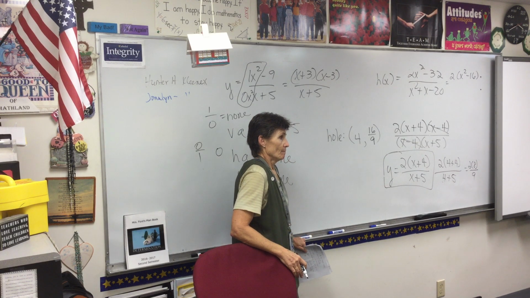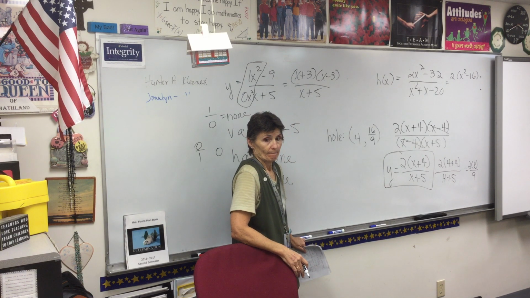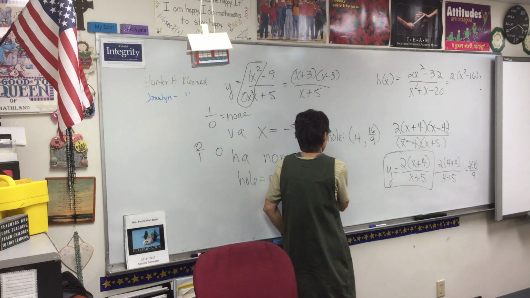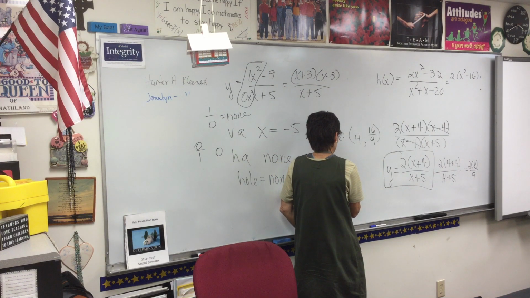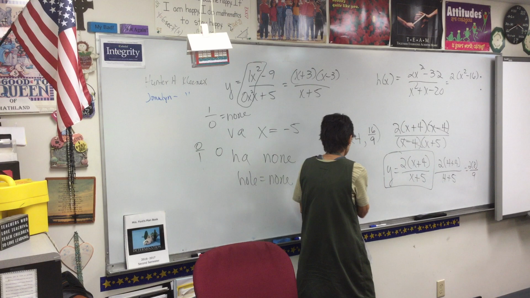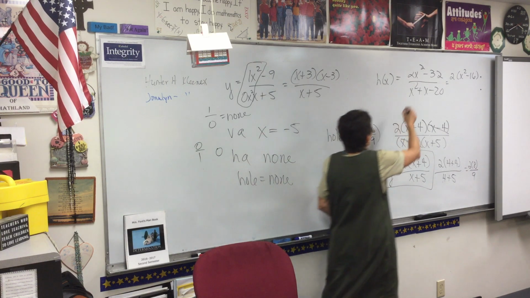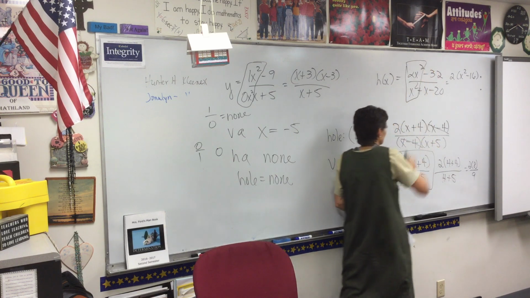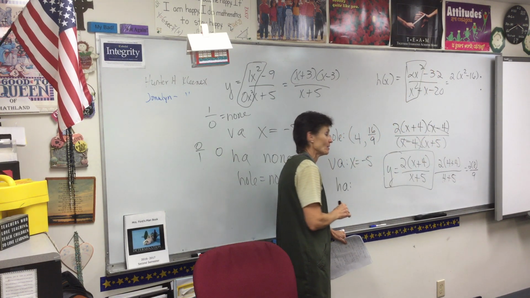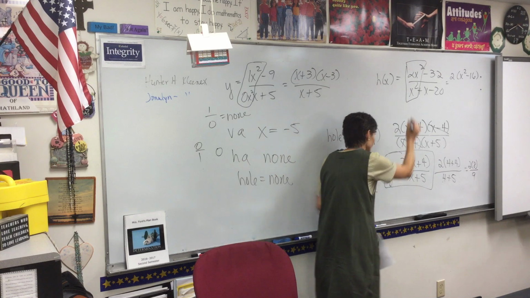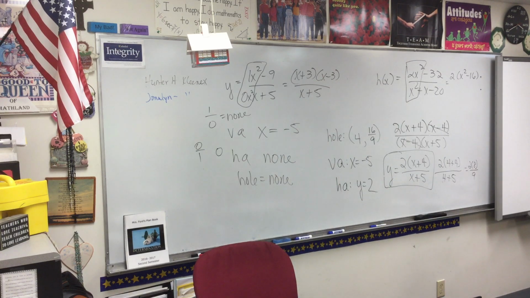Where's our vertical asymptote? Negative 5. Very good. x equals negative 5. My horizontal asymptote is y equals 2. Very good. Okay. So, next time we are together, we will do practice test 3. We will answer whatever questions you have.